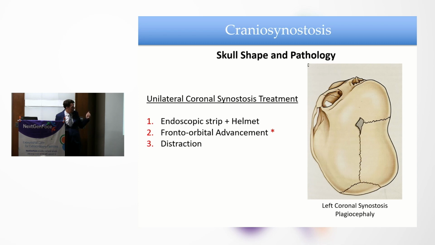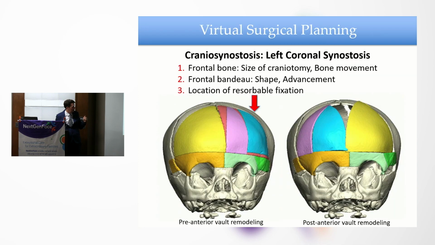So it can be endoscopic strip and helmet, frontal orbital advancement, or distraction. The frontal orbital advancement will give you correction on the table, so you don't have to worry about the helmet that you're relying on. Now I put this here because VSP has changed how we're doing a lot of procedures.